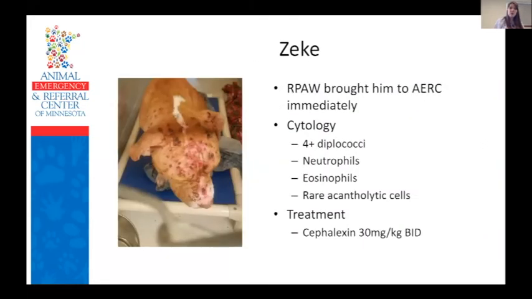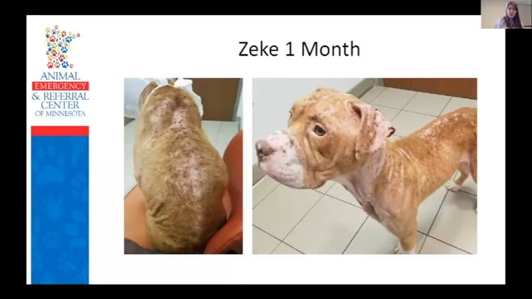He was rushed to us because this is what he looks like at that time. He's miserable. He's intensely pruritic. We do cytology. He's got a significant staph infection, lots of inflammation, occasional to rare acantholytic cells. I started him on cephalexin to treat the infection first to see where that can get us. A little better a month later, but definitely not normal. So then we start to wonder what else is going on with him.